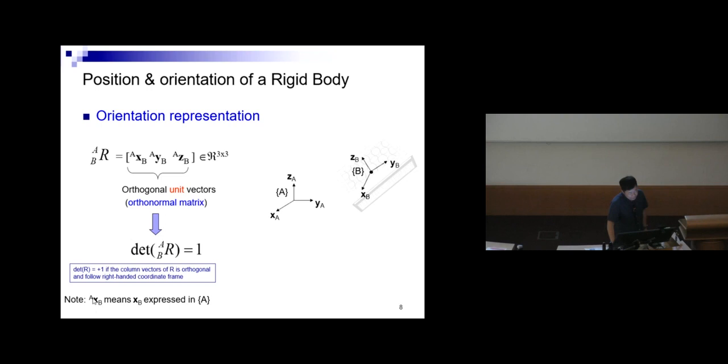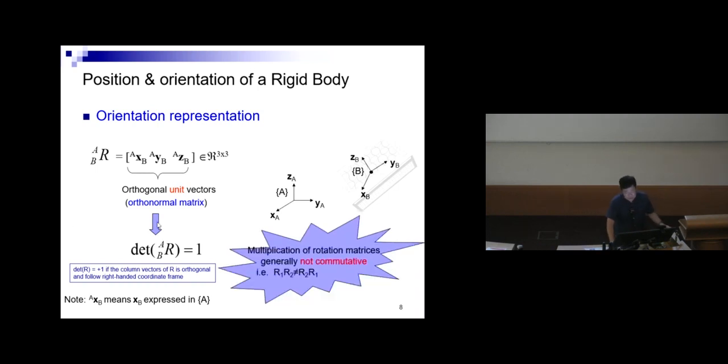So when I write AXB over here, it means that the XB is expressed in frame A. Always remember the upper subscript is used to represent the reference frame. And bear in mind that the multiplication of rotation matrices generally will not be commutative. Not commutative meaning that if I multiply R1 by R2, it's not the same as multiplying R2 by R1. So the order of multiplication is important.